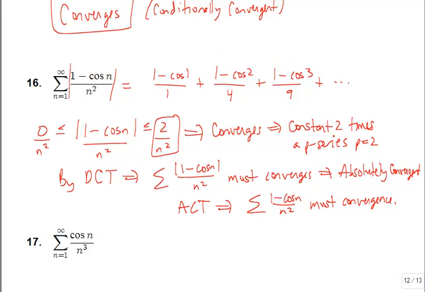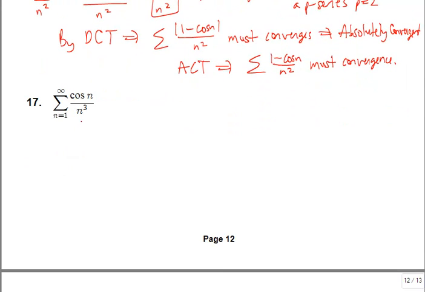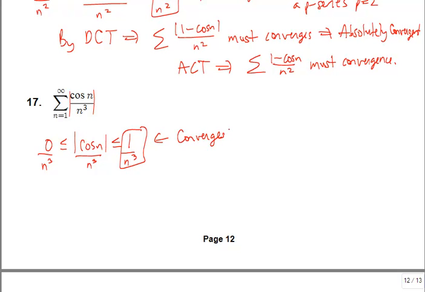Okay, let's try something similar on this bottom example here. We know that cosine of n in absolute value is bounded: it's not going to get any smaller than 0, and it's not going to get any bigger than 1. So if I divide by an n cubed, which is positive since n is positive, then we know that this series here converges because it's a p series with p equal to 3, and it's bigger than this series here.